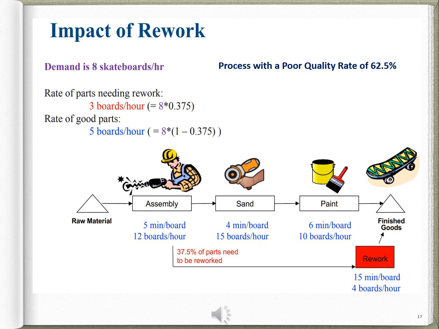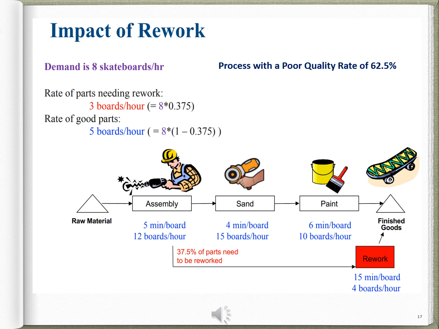Continuing with the example and assuming that the demand is 8 boards per hour, now, let's say that the process currently has a poor quality rate of 62.5%. That means that the defect rate is 37.5%. Therefore, the rate of parts needing rework in the first step, assembly, will be 3 boards per hour. Conversely, the rate of good parts is 62.5% of the 8 boards processed per hour, that is, 5 boards per hour. In summary, 37.5% of parts need to be reworked.